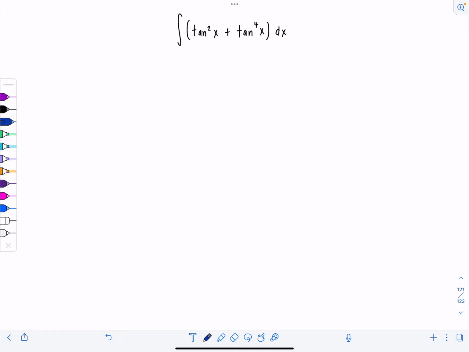Here's your integral of the day. We have an indefinite integral of tan squared x plus tangent to the fourth x dx. If you want to give it a go, pause the video.